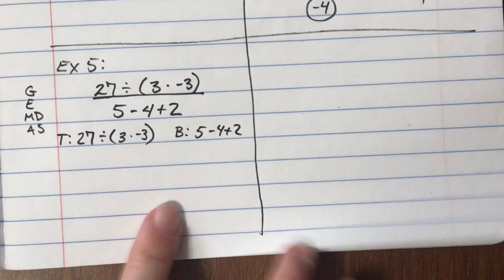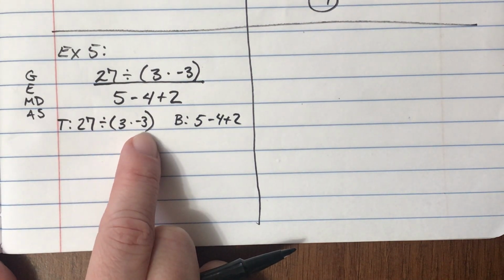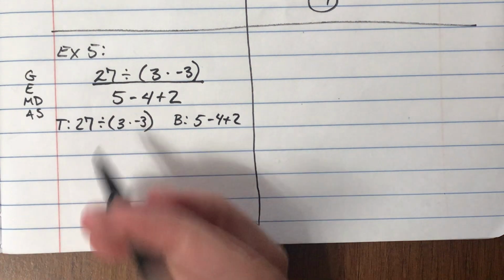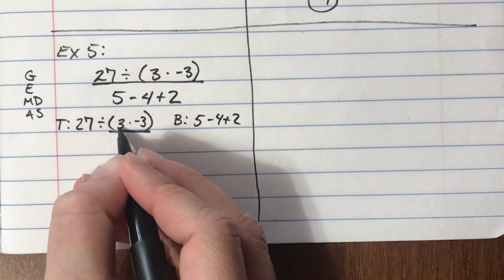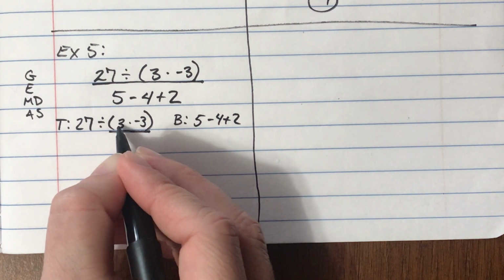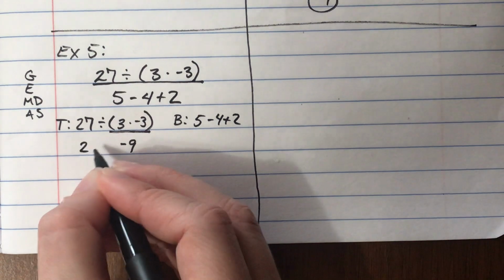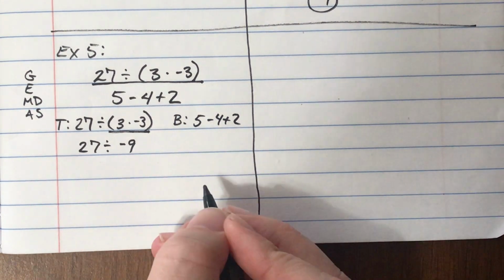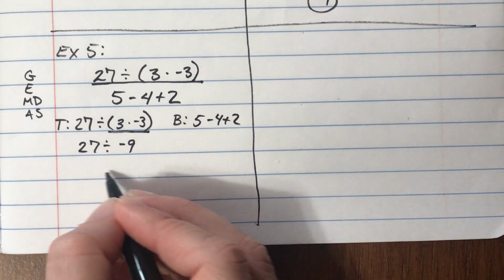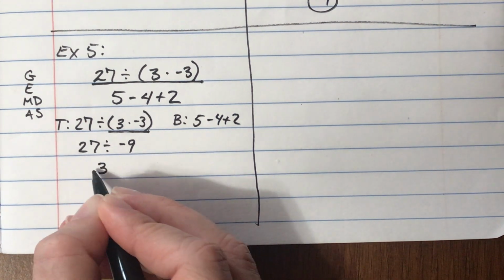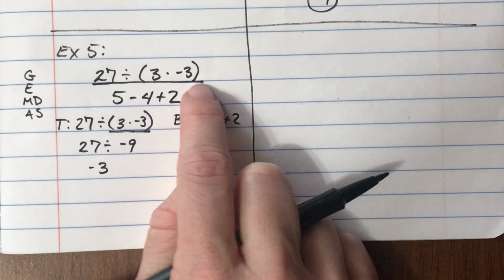So we're going to look at the top problem first. We have 27 divided by, in parentheses, 3 times negative 3. So there is a group. We're going to underline that and work that out. 3 times 3 gives me 9, but a positive times a negative gives me negative, so that's negative 9. And so 27 divided by negative 9 gives me, 27 divided by 9 is 3, but a positive divided by negative gives me a negative. So the answer to the top is negative 3.